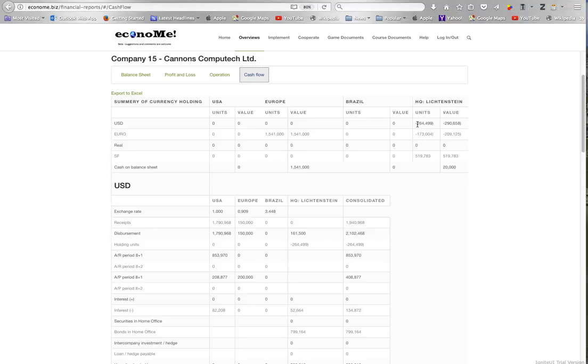But it has a minus in US dollar and a minus in Europe. That means it has an overdraft of $264,499, which is converted into Swiss francs, 290,658 Swiss francs, because of course the rate is not 1 for 1, it is slightly less than 1. Then the same goes for the euros, which is converted into Swiss francs, is a bit more.